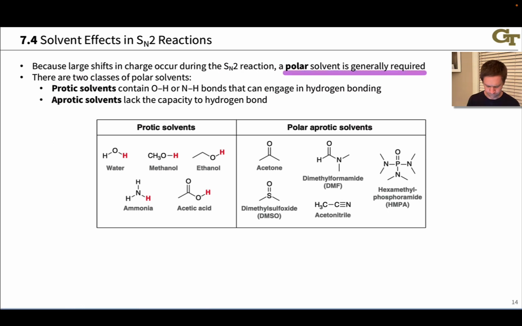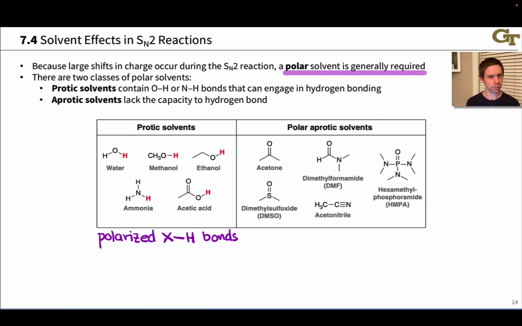So some examples of protic and polar aprotic solvents are shown here. Notice in all the protic solvents, we've got an OH or NH bond. We've got water, methanol, ethanol, acetic acid, ammonia, OH and NH bonds everywhere. So there's hydrogen bonding capacity here, and these are all at least weakly acidic.